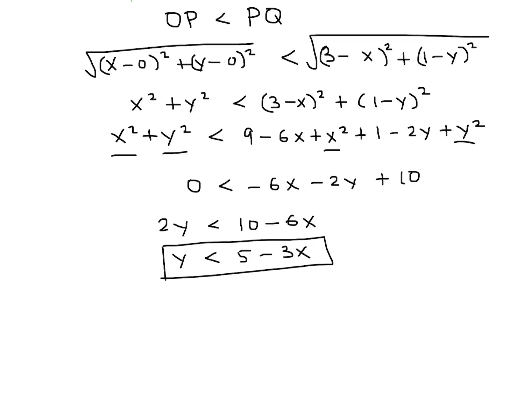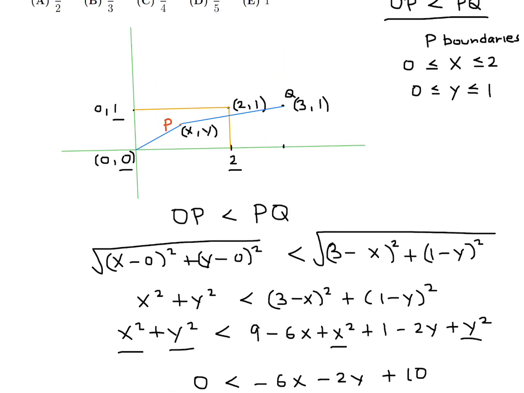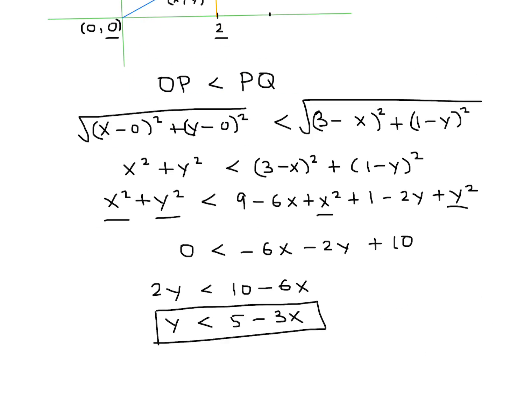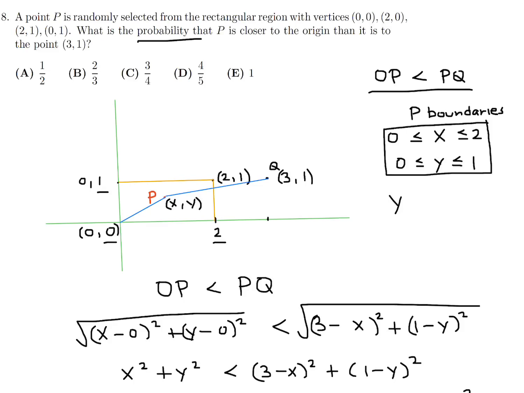So this is our condition. Now, these are our boundaries, correct? So y is less than 5 minus 3x. I'm going to write that up over here. So what exactly does that mean? We got this nice equality, but what does it mean? It means this is a line, and y is less than that line.